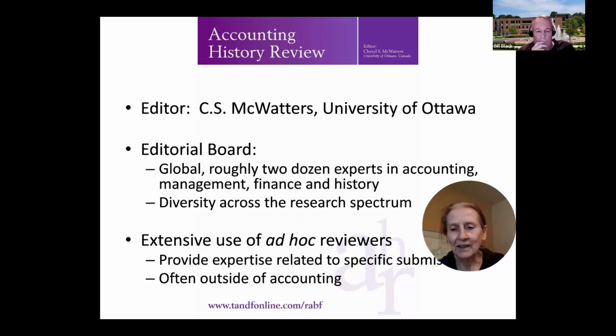In terms of the organizational setup of the journal, we have a pretty lean and mean setup: one editor, that's me, and then an editorial board of roughly 24 people who span the globe and span various disciplines. Some of them are not in accounting per se. They may be in management, they may be in finance, they may be in what you might call real history. But that is trying to represent the type of research that we get submitted to the journal, and so we don't have only people from accounting per se.